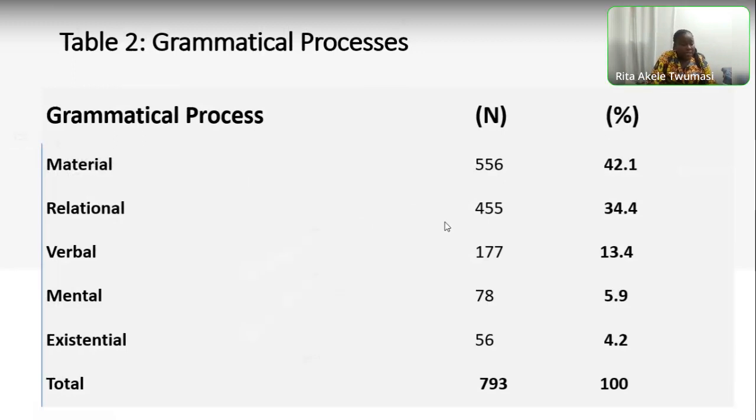Table 2, grammatical processes. Table 2 shows that the material process occurs most frequently. So we have 556 for frequency, which represents 42.1%, followed by the relational process. Then we also have 455 for frequency of occurrence, representing 34.4%. The least of the processes was the existential, with 56 frequencies of occurrence, representing 4.2%.